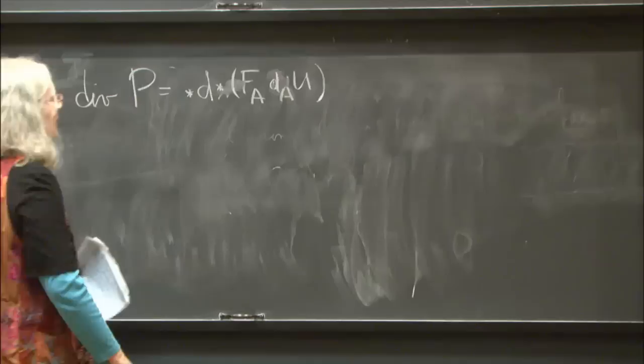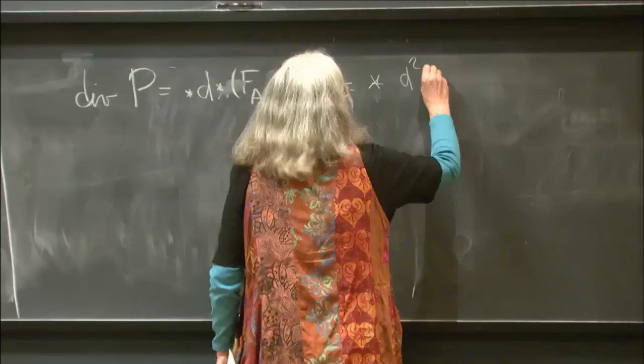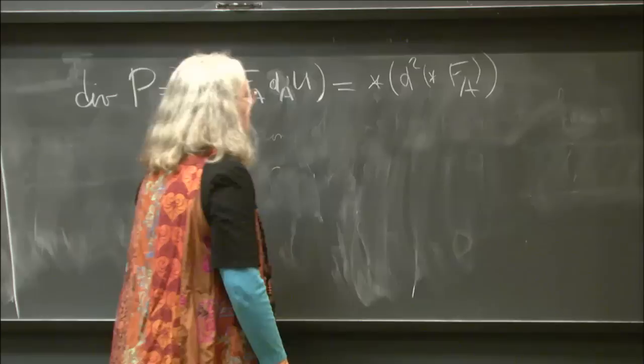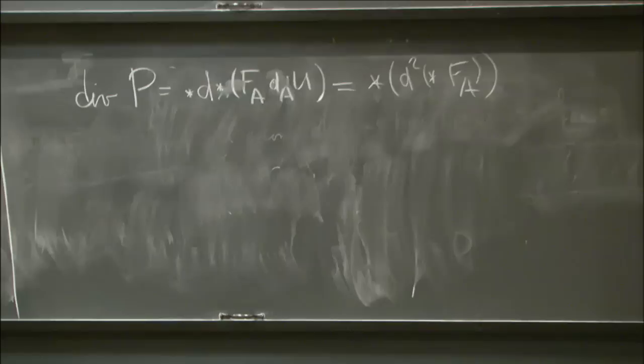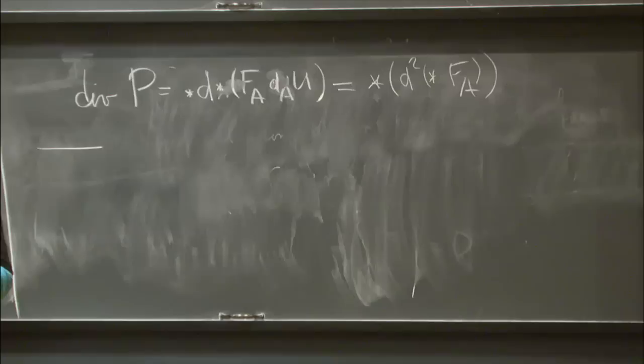Okay. And of course, this is just a straightforward calculation. But now if you throw in the Euler-Lagrange equations, you'll actually get that this is star d squared of star f a. So it's zero again. It's not identically zero in such a way. So again, we don't get any conservation laws.